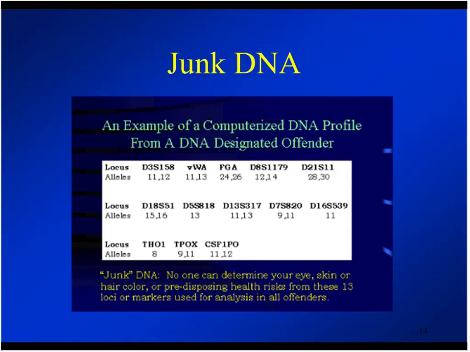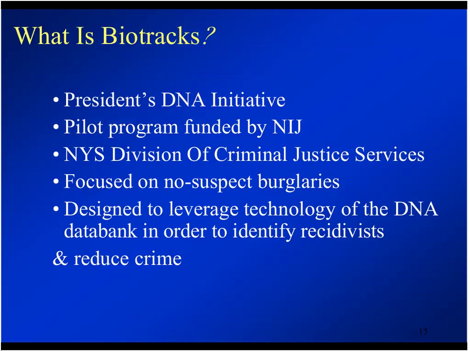However, what the analysts at the DNA labs are using to download the profiles in CODIS is nothing that can determine your eyes, your skin, your hair colors, or your predisposing health risks. What they're looking at is basically 13 loci or markers. They're a bunch of numbers, and with these numbers, you can identify a person. Again, with the junk DNA, you cannot tell a predisposition, health issue, or eye or skin colors, and so forth.